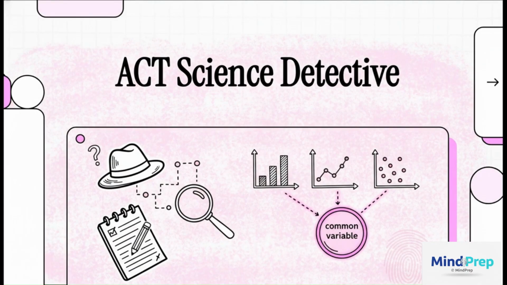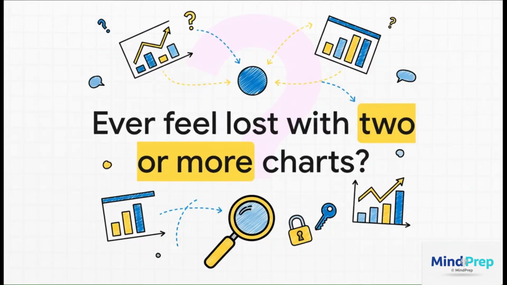All right, let's talk about one of the trickiest parts of the ACT science section, the dreaded multi-chart question. But don't worry, today we're going to put on our detective hats and crack this case wide open. Oh, you know that feeling, right? You're just flying through the science section, feeling good, and bam! You hit a question that's talking about Figure 1 and Table 2. It feels like you're trying to read two different maps at once, and honestly, it's confusing.